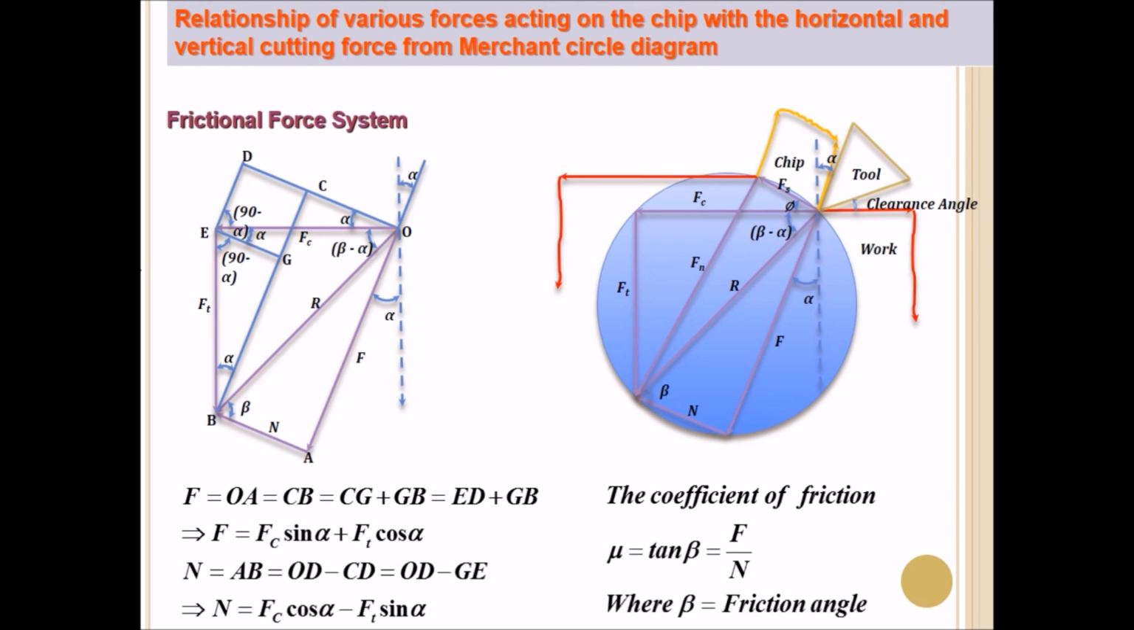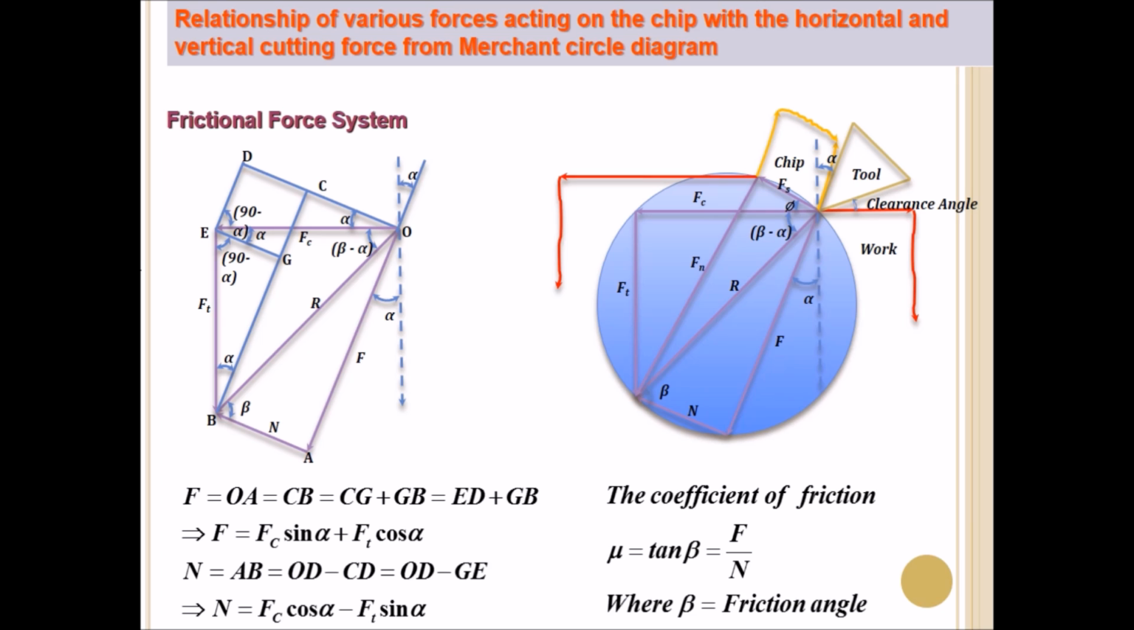Now we will see the relationship between the horizontal and vertical cutting force from the Merchant force circle diagram, and the relationship between horizontal and vertical cutting force and various other forces, so that with the help of the vertical and horizontal cutting force we are able to find out the other forces which are actually present in the machining operation. Now let us take the frictional force system into the picture, and we will find out the friction force and the normal to that friction force.